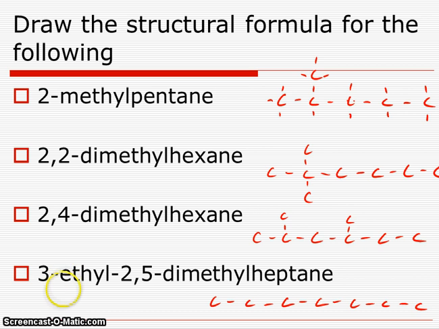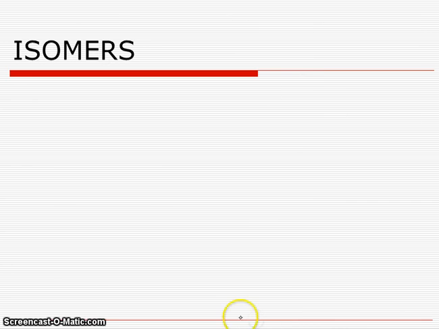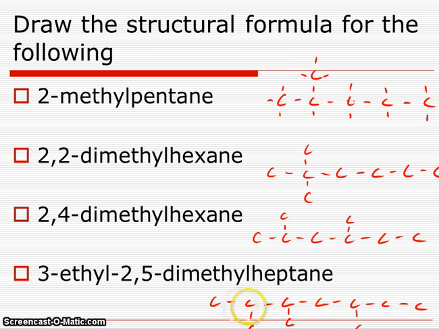So we'll start with the ethyl branch. We'll count over 3 carbons, 1, 2, 3, and we'll put that ethyl group. Then we'll count over 2 carbons, and we'll put our methyl group. And then we'll count over 5 carbons, 1, 2, 3, 4, 5, and we'll put our other methyl group. Now notice that ethyl and methyl are alphabetical. Even though the methyl group came first, we're going to name the ethyl group first because alphabetically that's the way we do that.